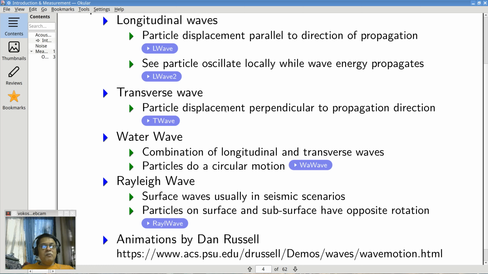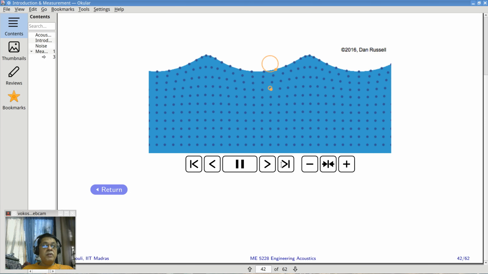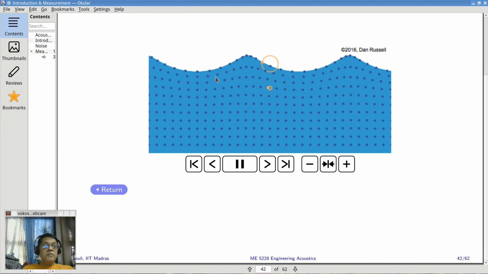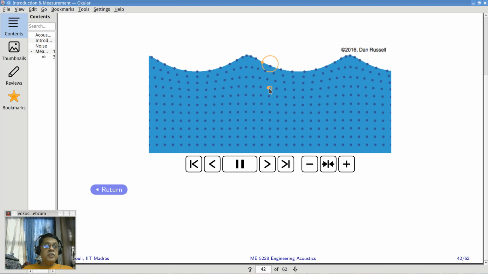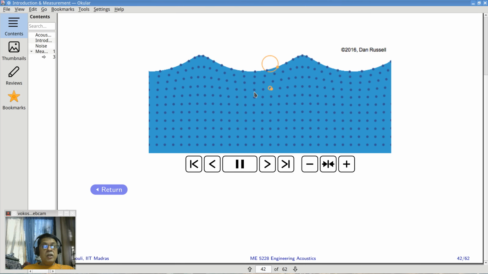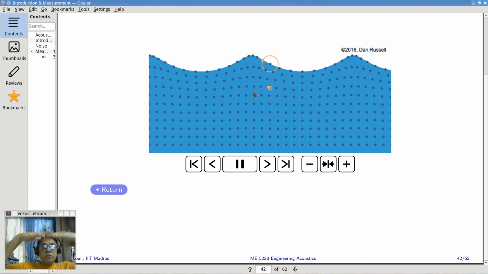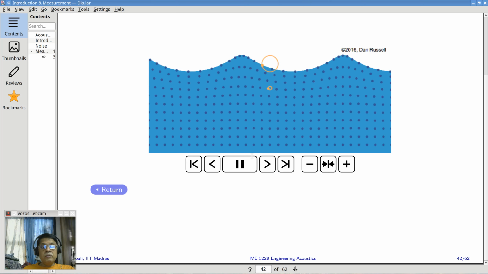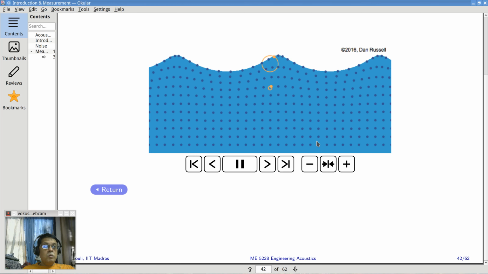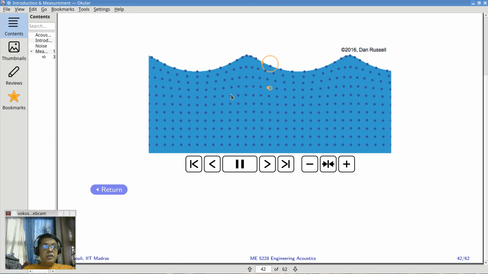It's a combination of longitudinal and transverse waves, and the particles do a circular motion. So here is a water wave. You can see that on the surface, if you notice, there are two particles, one on the surface and one a little bit below. One of the things is, of course, the disturbance is more on the surface. You can see that the particles towards the bottom of the pond do not move. The ones at the top move the most, and it slowly decays.